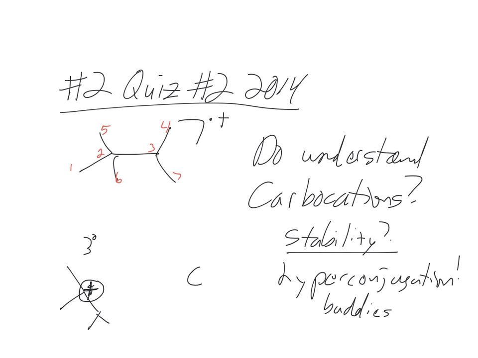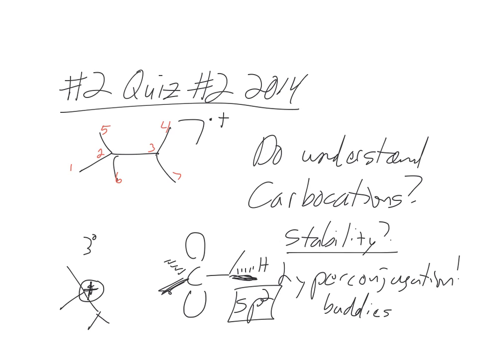So let's draw a carbon, sp2 hybridized. Carbocations are sp2 hybridized. Now in this case, it has 9 hyperconjugation buddies. Hyperconjugation is bonds that are 2 sigma bonds away. Again, we don't draw our hydrogens in here, but that should matter. 2 sigma bonds away.